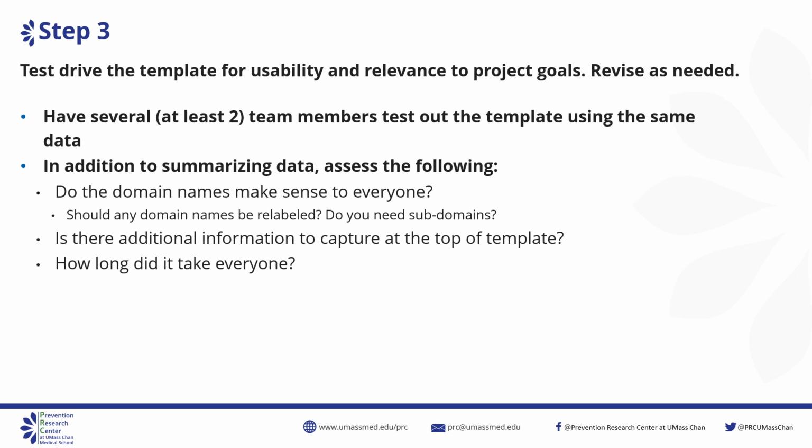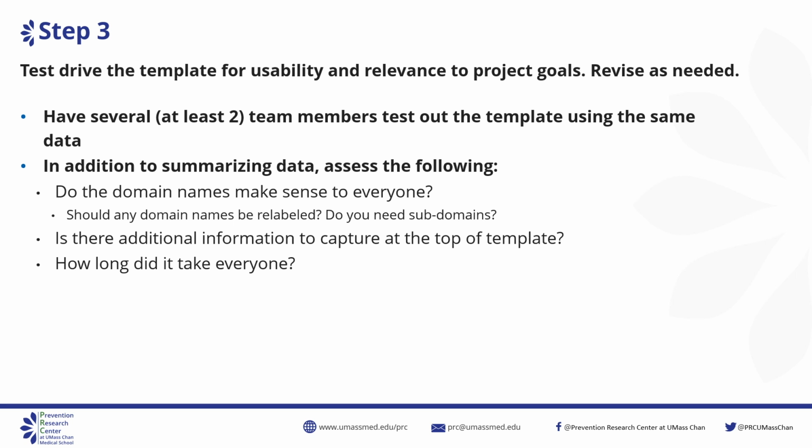Do you need to relabel any of them? Would it be useful to split any of the domains into subdomains in terms of data management? Is there any additional information that you want to capture at the top of the template that you hadn't thought about originally? And also take note of how long it takes everybody to do this summarizing process.